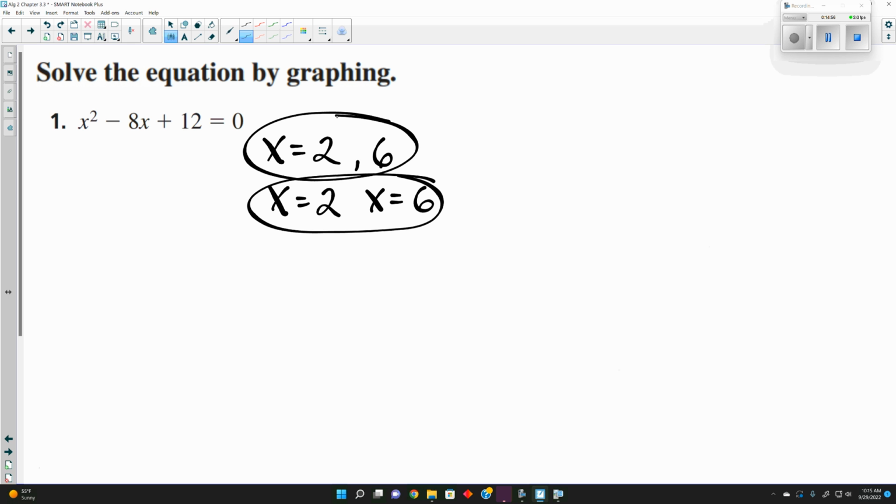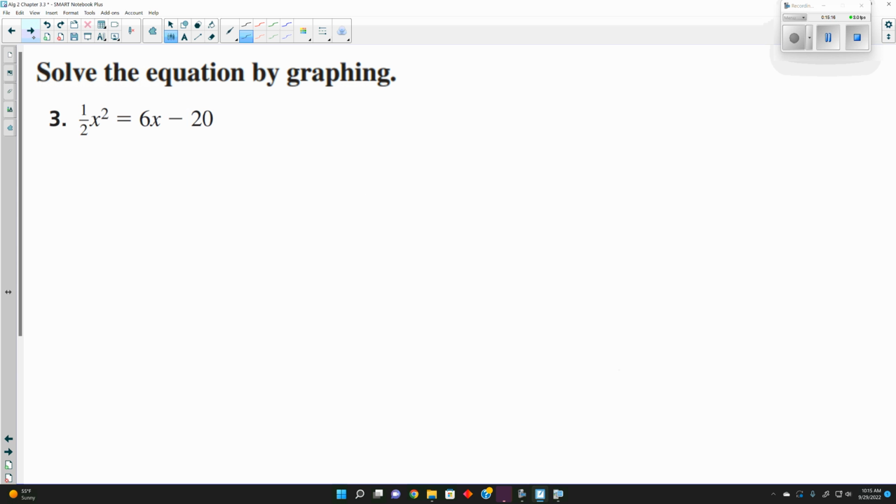Because we're not looking for the point, we're looking for the x value, we can list it this way. If we were asked for the x-intercepts, we need it as 2, comma 0 and 6, comma 0. We need it as the point. Questions on this here? Let's look at the next one.